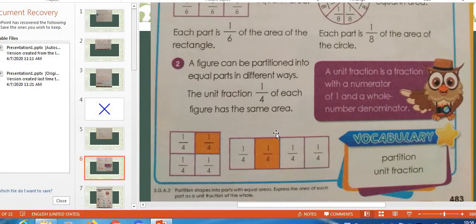Let's see it together. I have here this square. It's divided into 4 parts. So this is a quarter or fourth. And this rectangle is divided also into 4 parts, and this is called what? Fourth or quarter. Let's go to another slide.